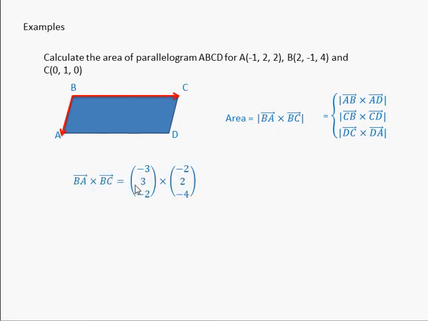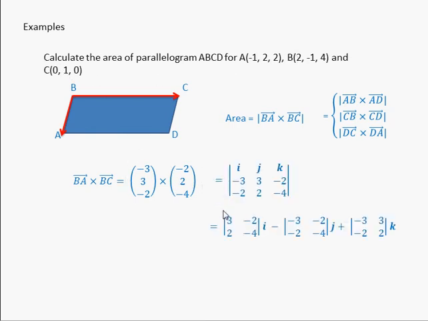Okay, so BA is A minus B. BC is C minus B. That's what they are. We cross them together and we get -8, 8, 0. Find the magnitude of that. Square root of 64 plus 64, or 8 root 2.